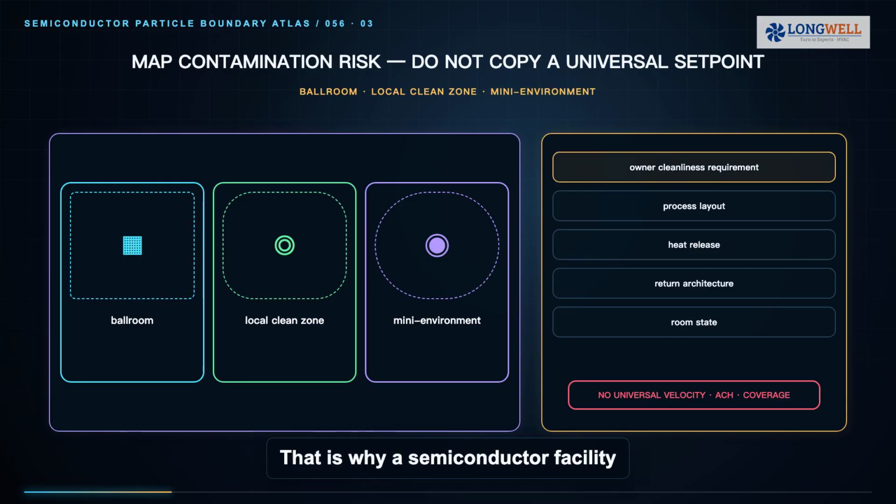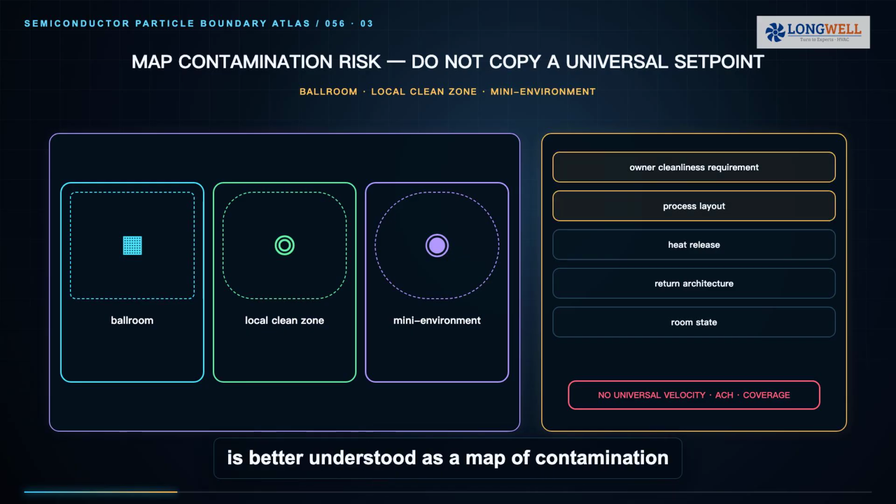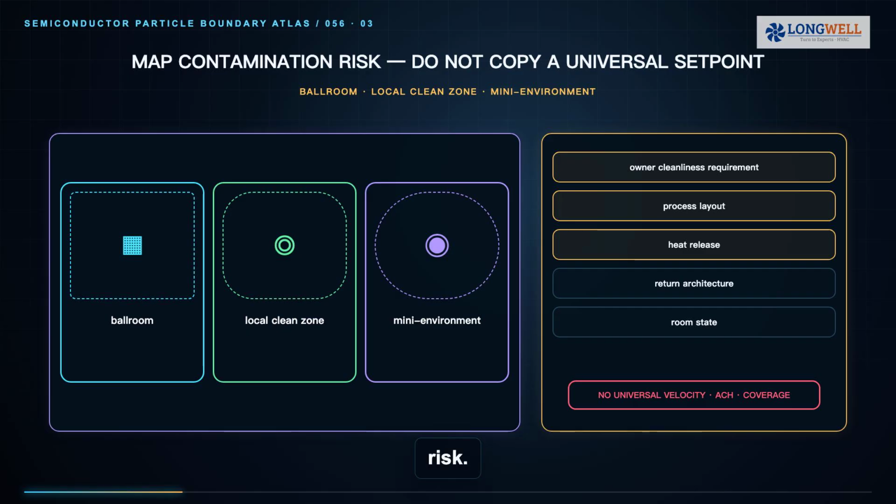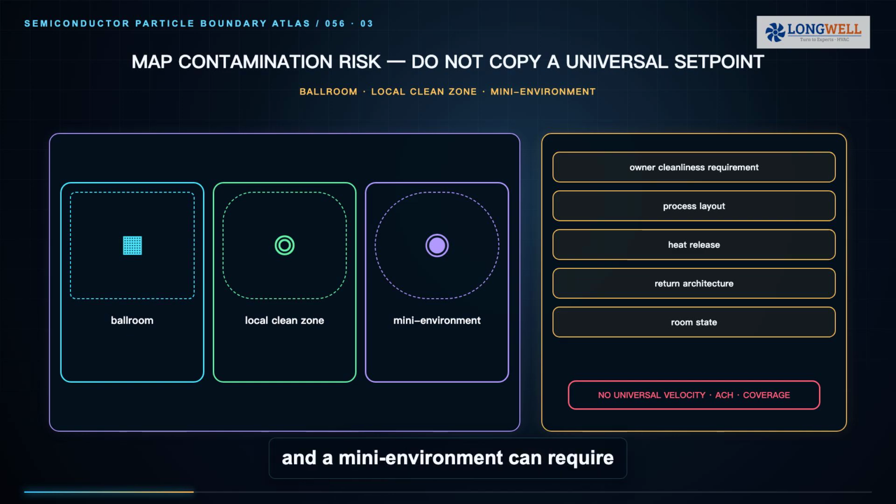That is why a semiconductor facility is better understood as a map of contamination risk. A ballroom cleanroom, a localized clean zone, and a mini environment can require different protection boundaries. The fan strategy must follow the owner's cleanliness requirement, the process layout, heat release, return air architecture, and the room state. Do not copy a universal velocity, air change rate, or ceiling coverage from another project.